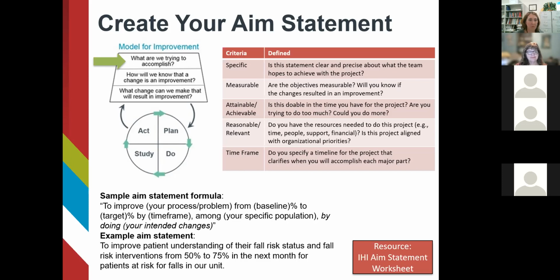We'll send along a resource to you after our session today by the IHI. It's an aim statement worksheet that you can utilize to help you craft a specific aim statement for the change area that you want to focus on for your rapid cycle improvement project.